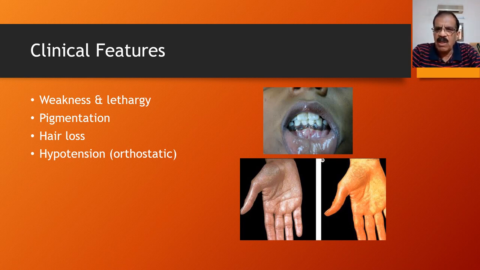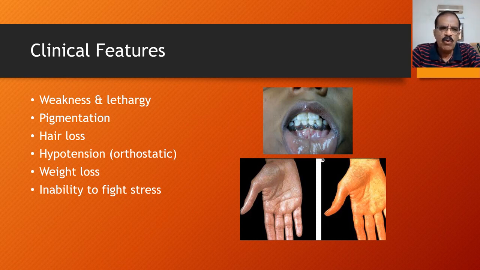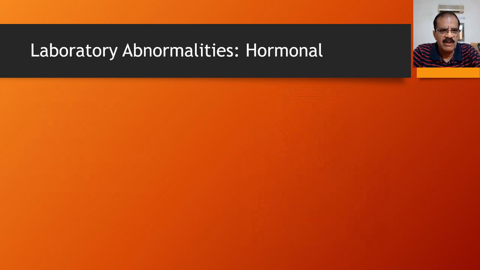Of course, you have to consider the fact that the patient may be taking some blood pressure medicine. If that is the case, I think you first consider that possibility before you jump to the diagnosis of Addison disease. There may be weight loss, again non-specific, and inability to fight stress. This is again relatively non-specific. So you must have figured out from these symptoms that none of them is very specific. So you need to have a very high index of suspicion. If somebody presents with vague symptoms, weight loss, pigmentation, and lethargy, you need to suspect Addison disease.